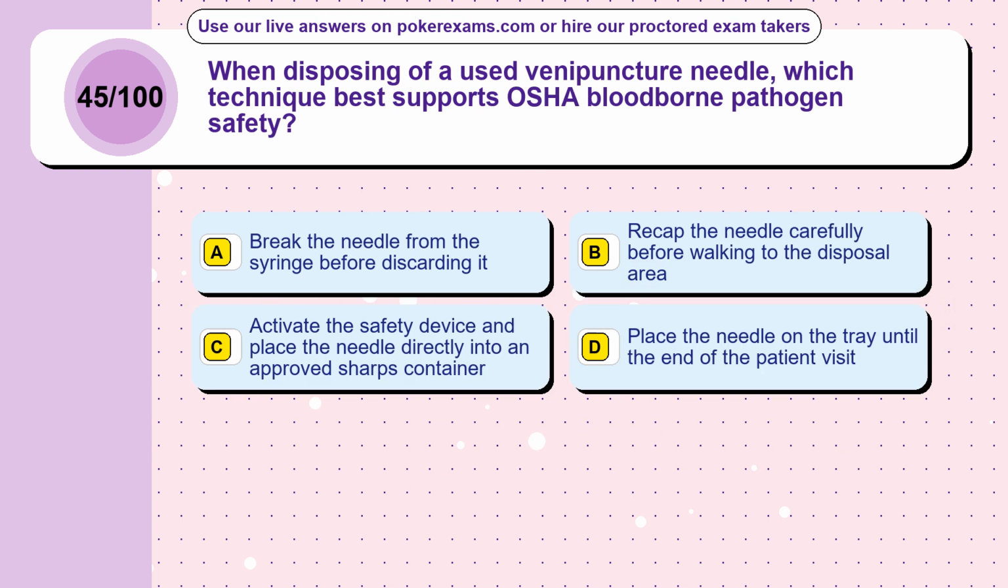Question 45. When disposing of a used venipuncture needle, which technique best supports OSHA bloodborne pathogen safety? Option A. Break the needle from the syringe before discarding it. Option B. Recap the needle carefully before walking to the disposal area. Option C. Activate the safety device and place the needle directly into an approved sharps container. Option D. Place the needle on the tray until the end of the patient visit.